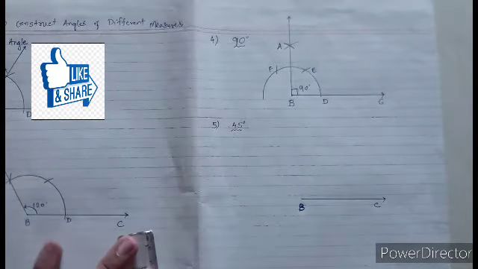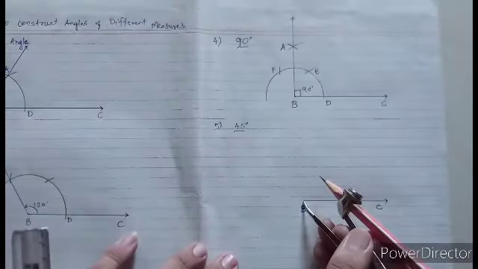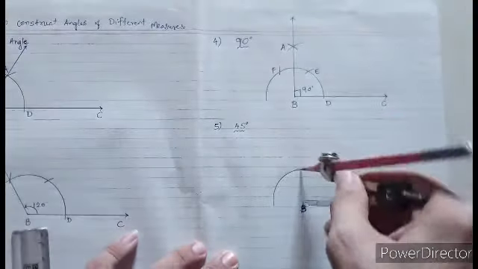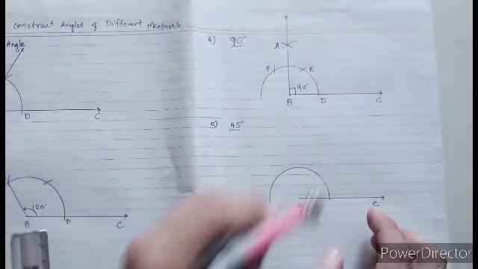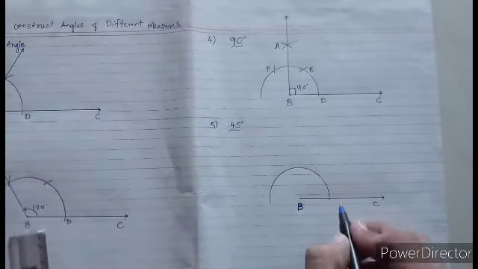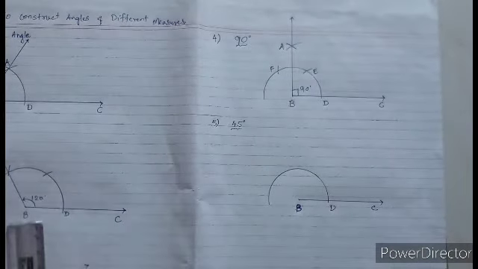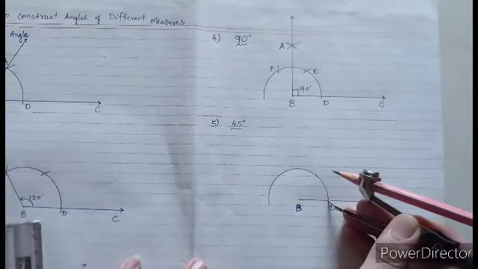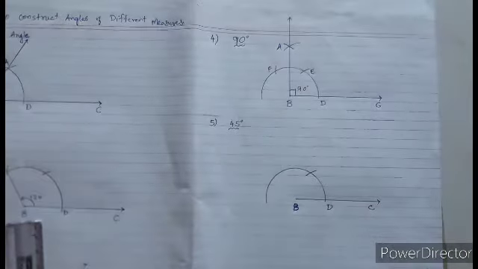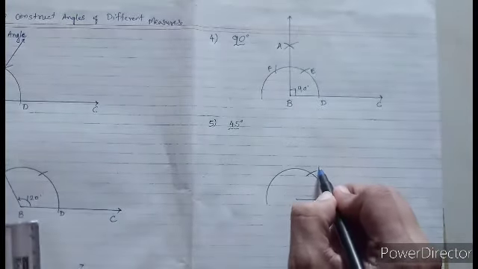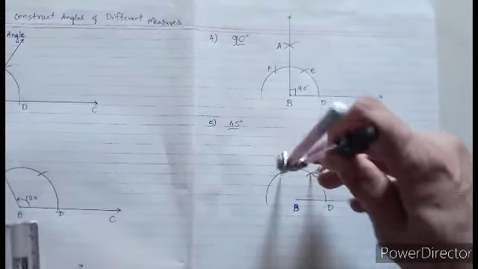For that, first of all, let us draw a horizontal ray BC, then taking B as center and any arbitrary radius, make an arc which is a semicircle arc, and it intersects BC at point D. Now as first of all we have to form a 90 degree angle, so taking D as center, make an arc with the same radius and get the point for 60 degree, and this is point E. Now taking E as center, make another arc on the semicircle, get point F.